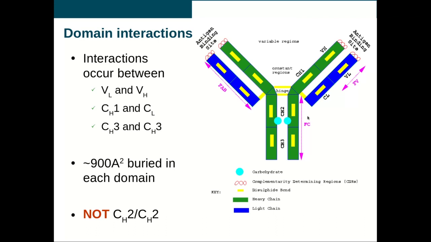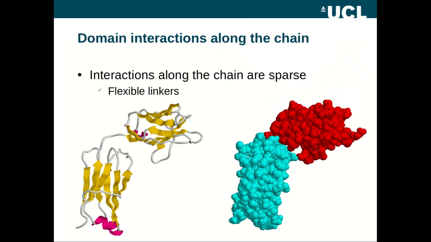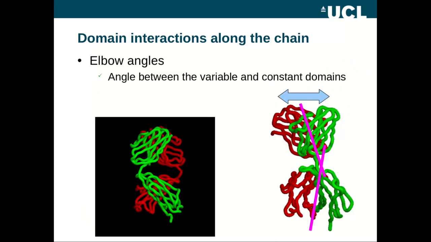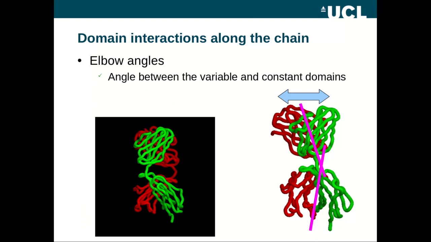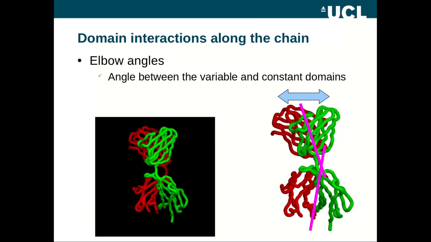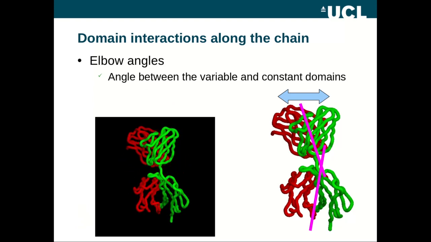However, because of these carbohydrates that I just mentioned, the CH2 domains don't interact directly with one another. We'll come back to that in a second. Along the chain, the interactions are fairly sparse, and the linkers joining the different domains together are relatively flexible. As I just said, the interactions between the domains along the chains are fairly sparse.